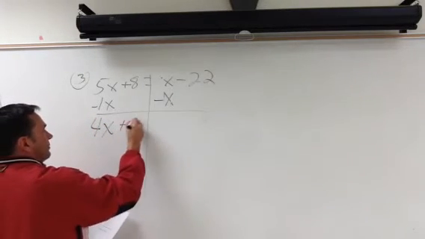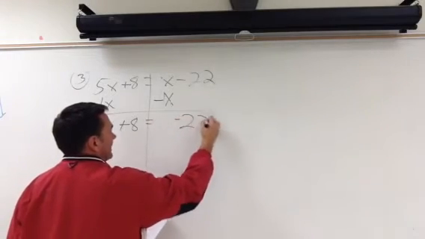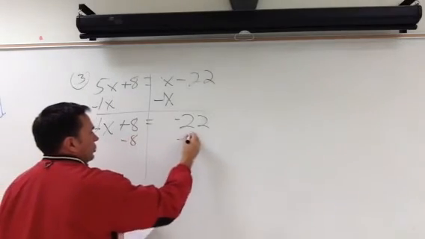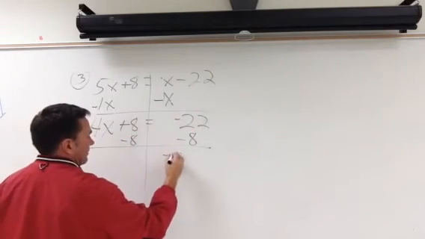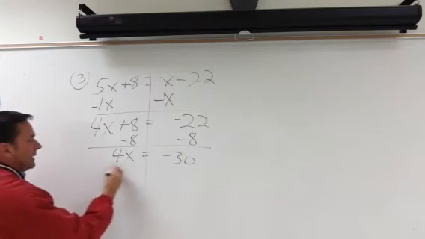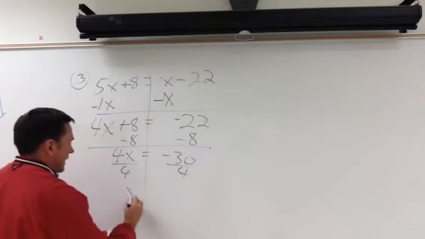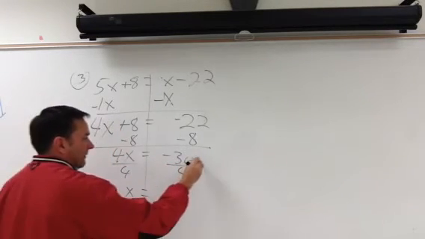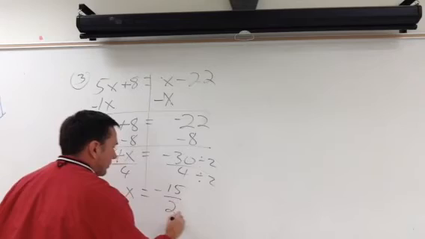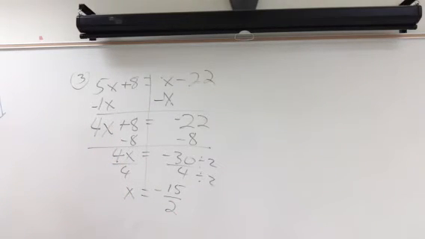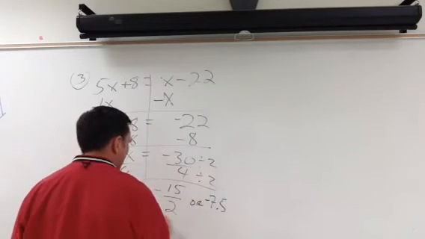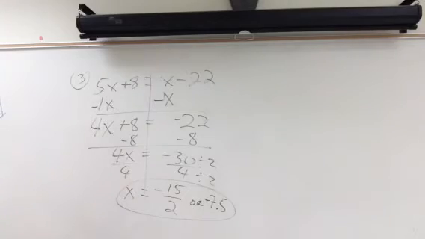We get 4x plus, bring down the 8, bring down the negative 22. Bring the plain numbers to the right. This ends up being negative 30, and we have 4x here. Divide by 4. And when we simplify this, we can divide both of these by 2 in order to get negative 15 over 2. If you're allowed to use decimals, you can divide this out, and you can make it negative 7.5 as well. So again, we can have fractions.